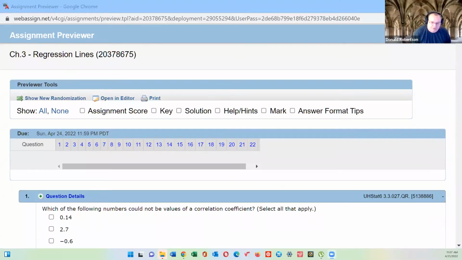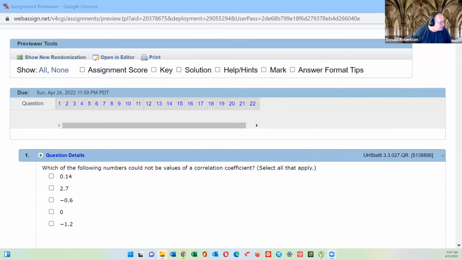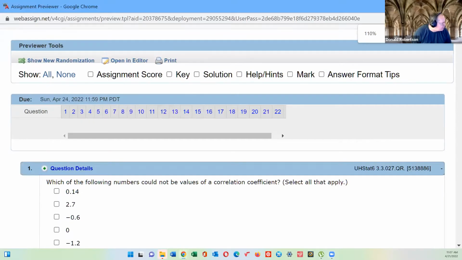So I'm busily trying to hit the right button here, and I don't think I've hit it right yet. Okay, are you looking at chapter 3 regression lines? Is that what you can see? Okay, good, we're in the right place. So maybe make some of these ones a little bit bigger.